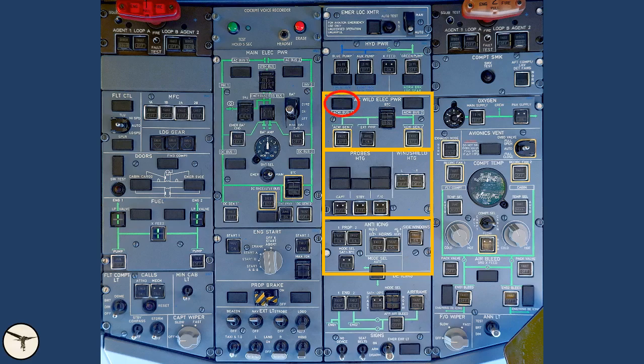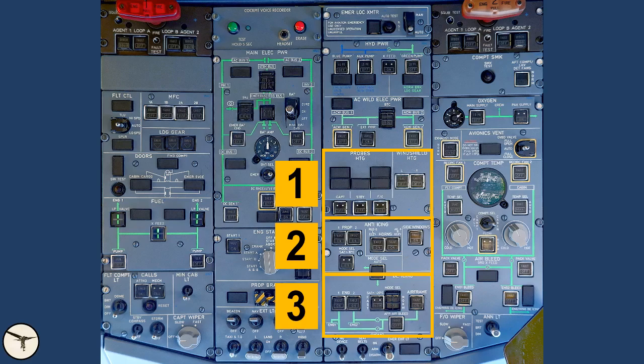AC Wild Bus 1 powers ice protection systems on the left side of the aircraft, and AC Wild Bus 2 powers systems on the right side. Furthermore, the ice protection systems are organized in 3 levels. Level 1 consists of probe heating and windshield heating, which are always on. Level 2 consists of anti-icing, which is activated when the aircraft is flying in icing conditions. And level 3 is de-icing, which is activated when ice is accumulating on the aircraft.